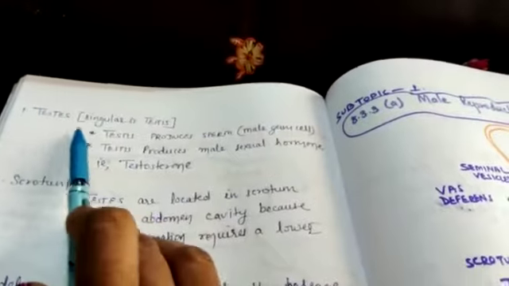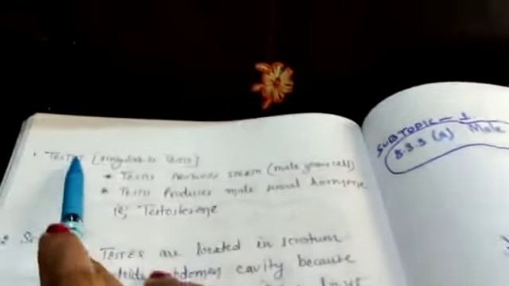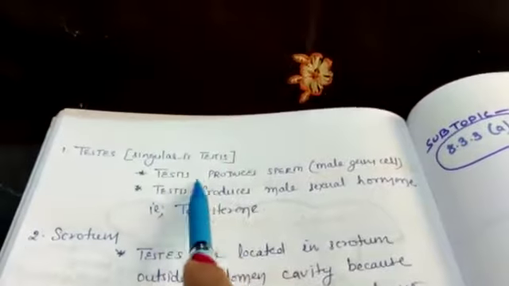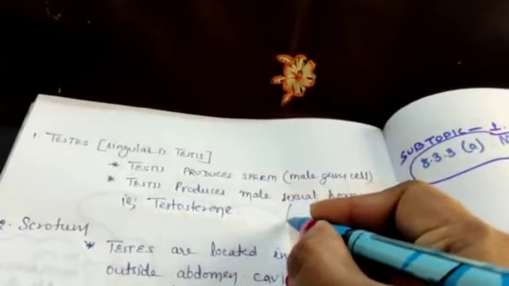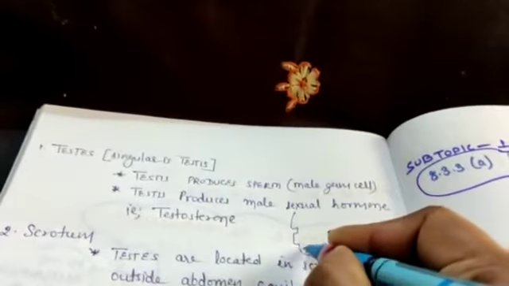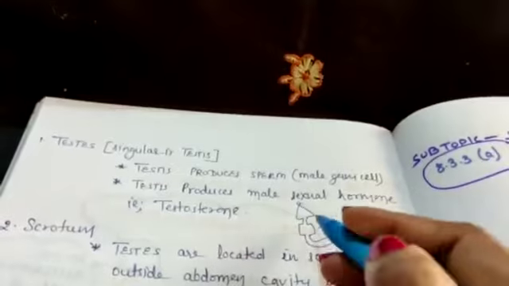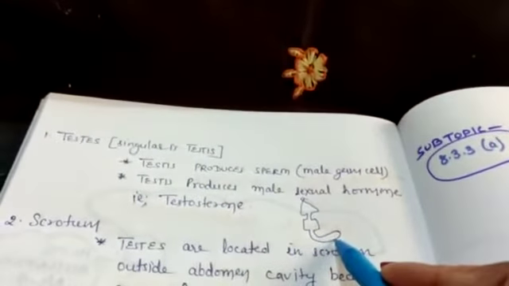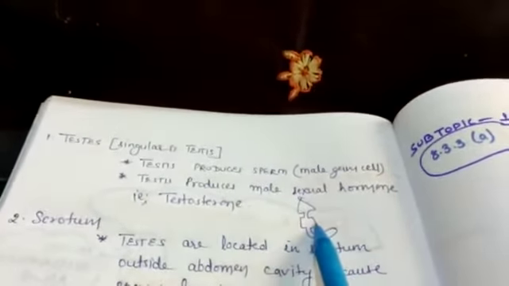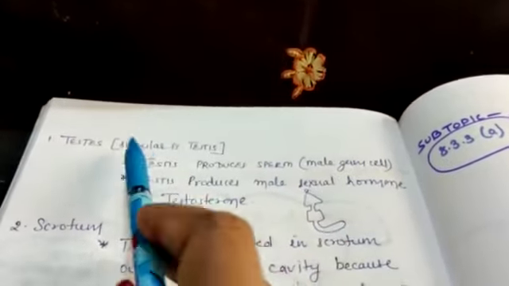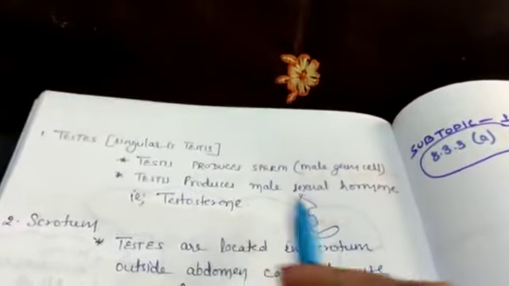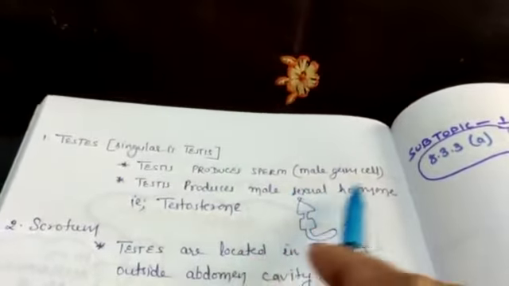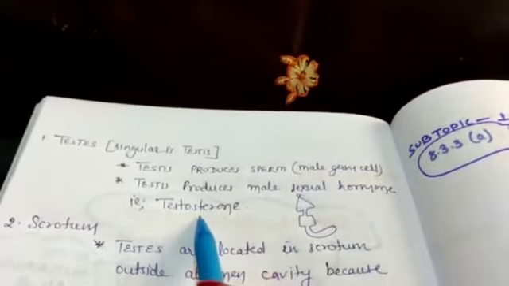Understood? Now we are dealing with the functions of different organs. So the testis produces sperm, and that is the male germ cell. The male germ cell looks like this: head, middle piece, and then tail, right? It is motile and very light in weight. So the testes produce sperm, which is known as the male germ cell, right? And the testes produce the male sexual hormone, which is known as testosterone.